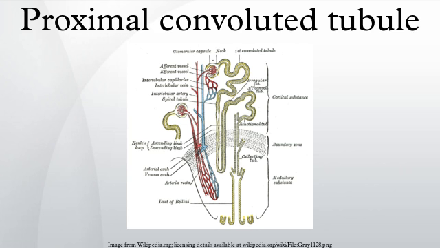Fluid in the filtrate entering the proximal convoluted tubule is reabsorbed into the peritubular capillaries. This is driven by sodium transport from the lumen into the blood by the Na+/K+ ATPase in the basolateral membrane of the epithelial cells. Sodium reabsorption is primarily driven by this P-type ATPase. This is the most important transport mechanism in the PCT.